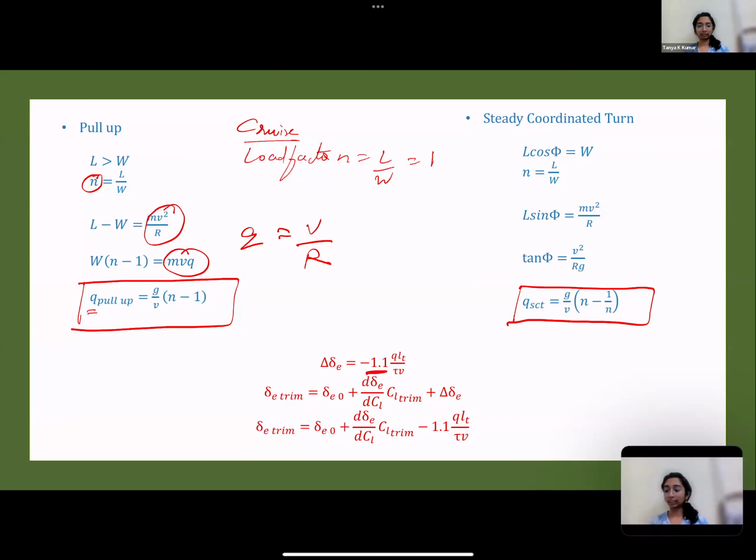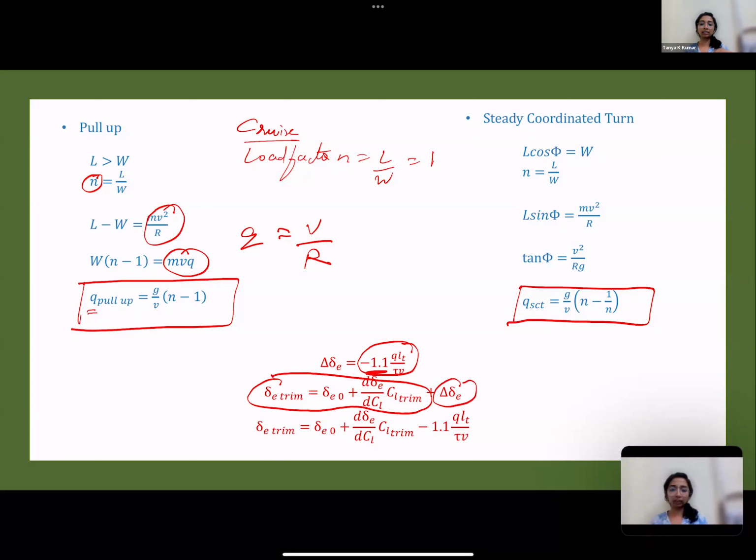So delta E, the amount of change of delta, the deflection in elevator required, is related to this Q. Okay, Q is different for pull up and for steady coordinated turn, and for other maneuvers, it's different. So Q keeps changing. If you plug that value in here, you will know how much you need to change your delta E. Delta E trim is calculated from this equation. But now we saw in the previous slide that there is also an additional delta E term that is required to be added because of these maneuvers. Okay, so that is added to your delta E trim required.